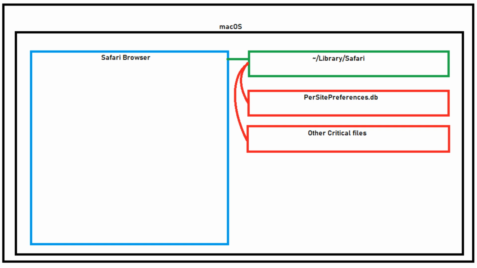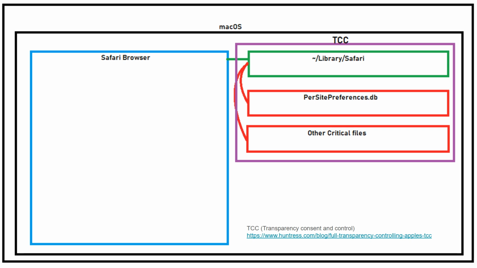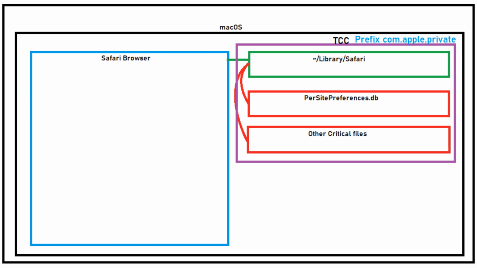So the outer ring is our hardware, and then we have macOS and we have Safari browser and the library for the Safari browser. And on macOS, within the library concerning privacy regarding Safari browser specifically, Microsoft discovered the vulnerability that TCC, which is transparency, consent, and control, normally protects critical files from being exploited. And TCC normally takes a prefix that is called com.apple.private.